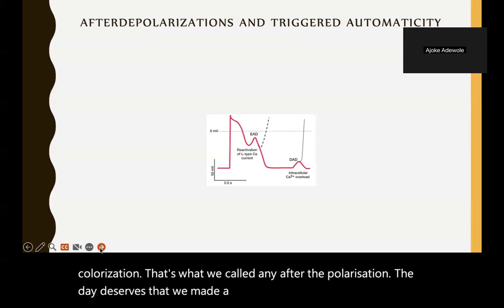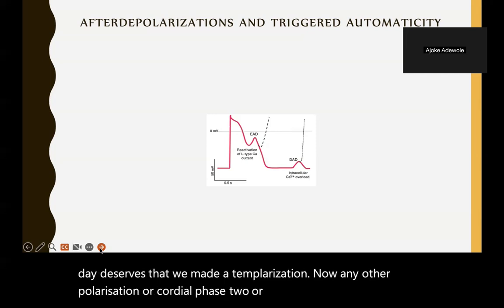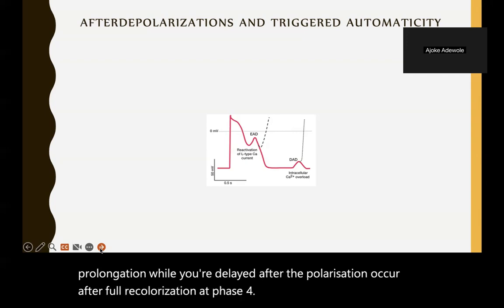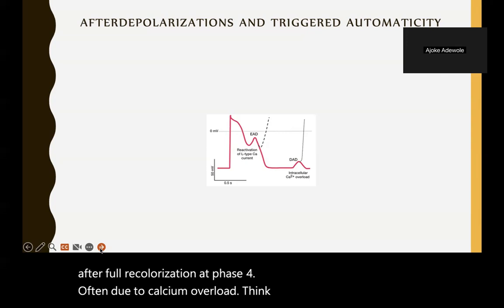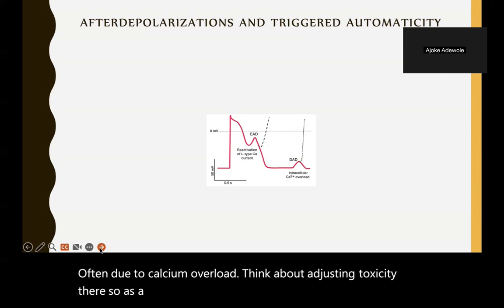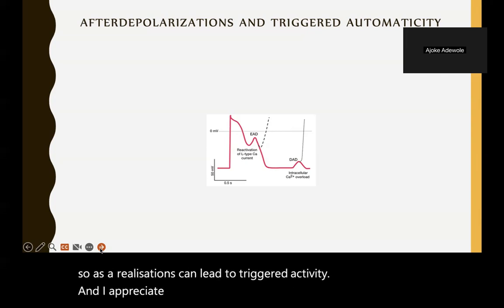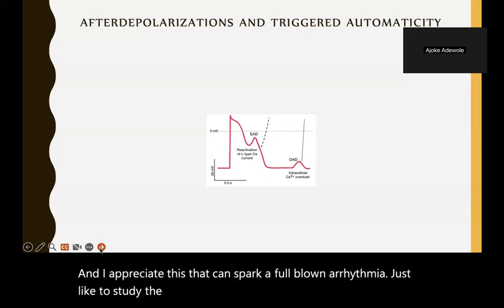Early afterdepolarizations occur during phase 2 or 3, often during QT prolongation, while delayed afterdepolarizations occur after full repolarization, that's phase 4, often due to calcium overload. Think about digoxin toxicity here. Afterdepolarizations can lead to triggered activity and ectopic beats that can spark a full-blown arrhythmia.